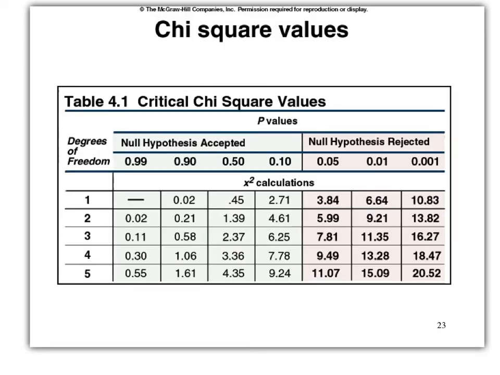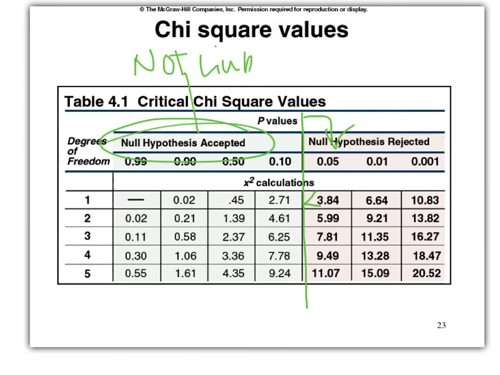Well, let's look at our chart. Okay, here's our chi-square values. Here's our critical cutoff, right? Our p-value of 0.05, that's our cutoff. Anything less than 3.84, we accept the null hypothesis. That would be, we say, yes, it's not linked. That's our null hypothesis. Or we reject it. If we reject not linked, it essentially means linked.